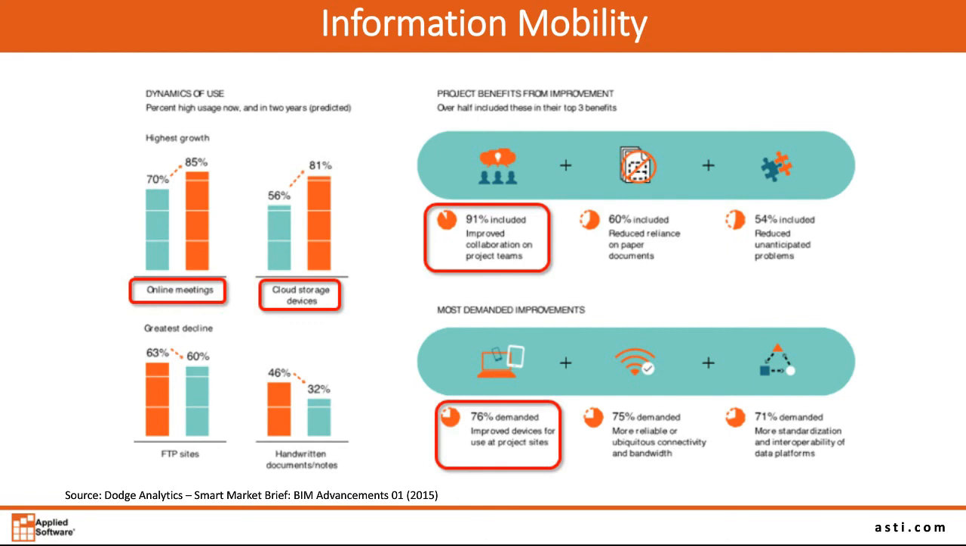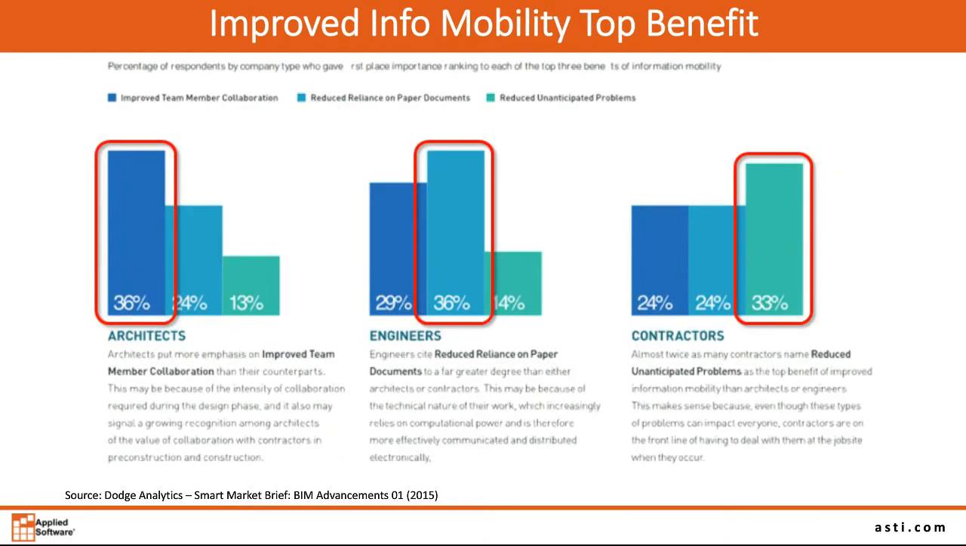So if you look at just the benefit of improved mobility, with access to those cloud models on mobile devices, telephones, iPads, et cetera, as well as being able to work from home, in your office, in a customer's office, whatever. The top 3 benefits of information mobility are reduced unanticipated problems, reduced reliance on paper documents, and improved team member collaboration. Those are all priority items listed by the various players, and you can see they all show a fairly good gain and benefit.